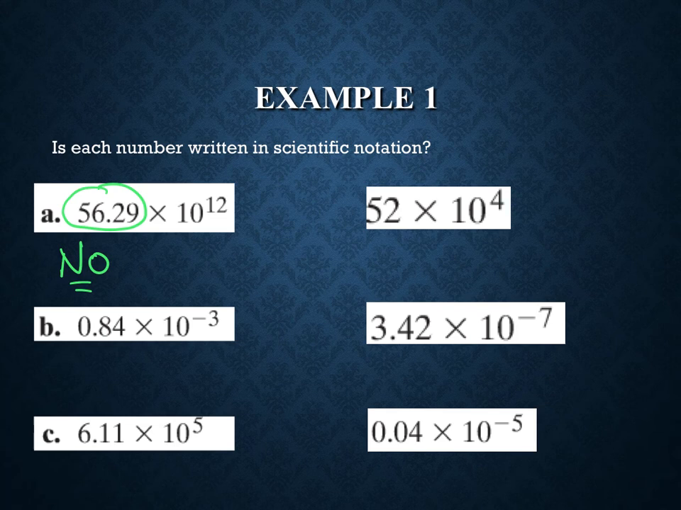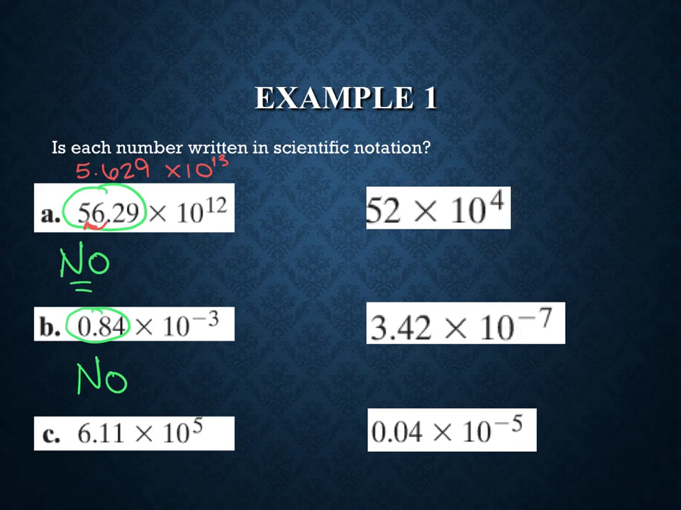So what I would have to do to put this in scientific notation is move that decimal place over one more place, and I would have to make this 5.629 times 10. Because I moved it one decimal place, I'm going to make that to the 13th power. For part B, I have 0.84 times 10 to the negative third. Again, I have another red flag because 0.84 is not a number in between 1 and 10. So again, no, it's not written in correct scientific notation.